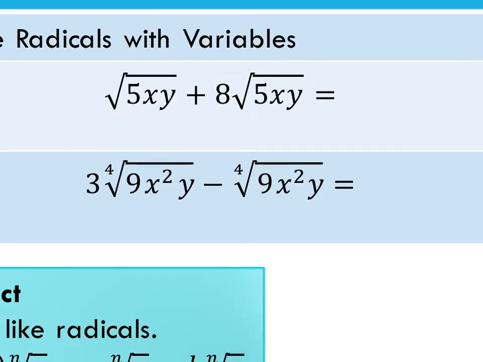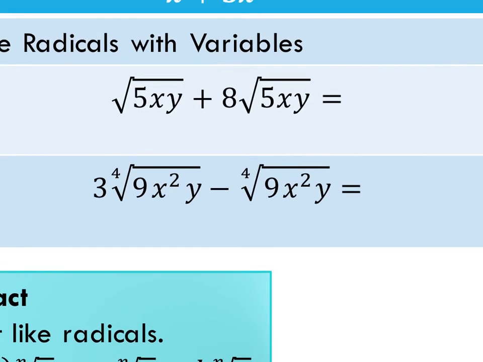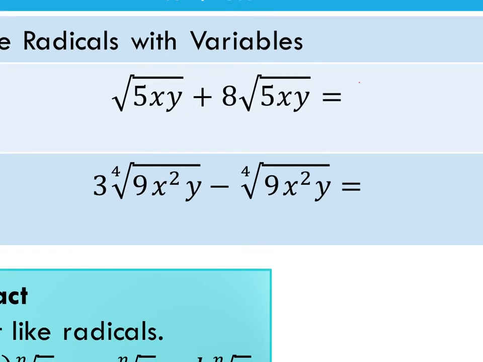The same is true with variables. If I have the square root of 5xy plus 8 square root of 5xy, think of everything underneath the radical as a general variable, as long as it matches. So 1 plus 8, we would have 9 square root of 5xy. That's it.